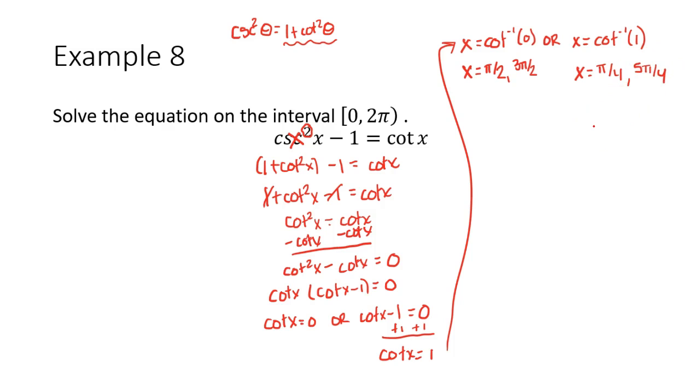And we don't really need to check these because both of my problems have cotangents in there, and these are defined at the cotangent, and these are defined at the cotangent as well. So my solutions will be right here. We got pi over 4, pi over 2, 5 pi over 4, and 3 pi over 2.